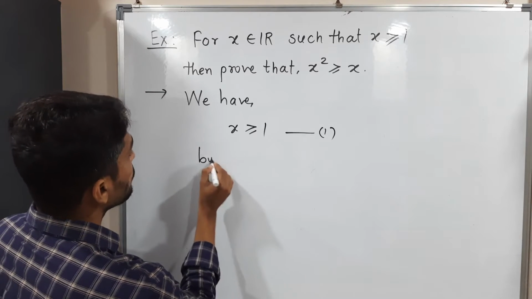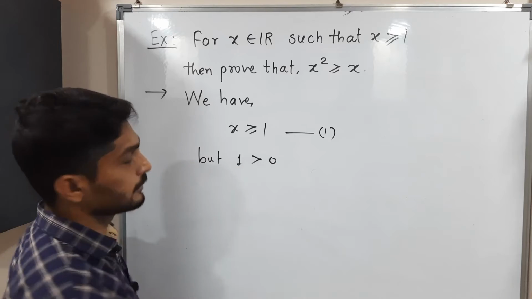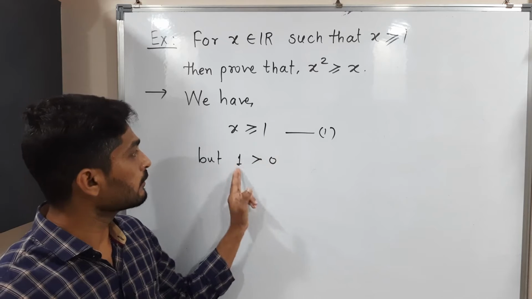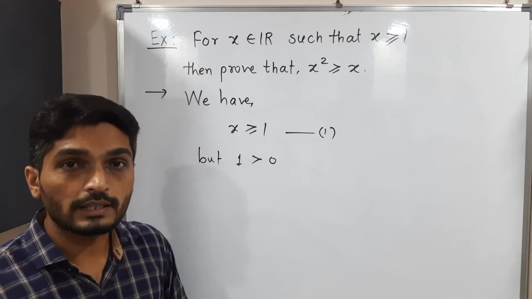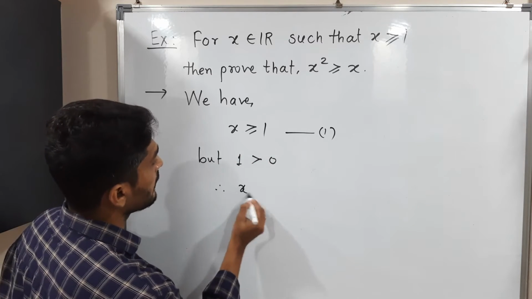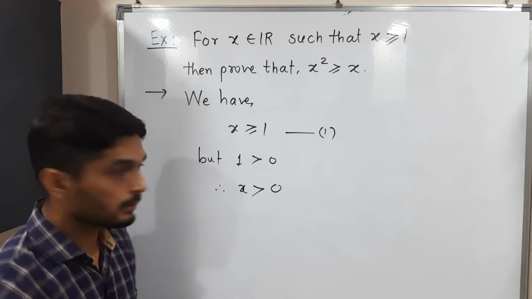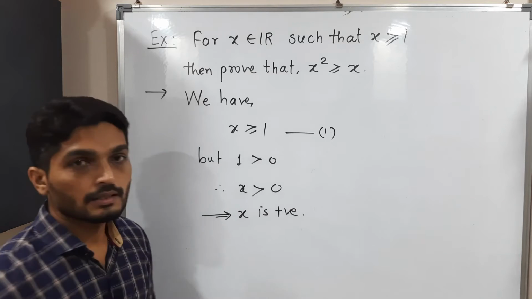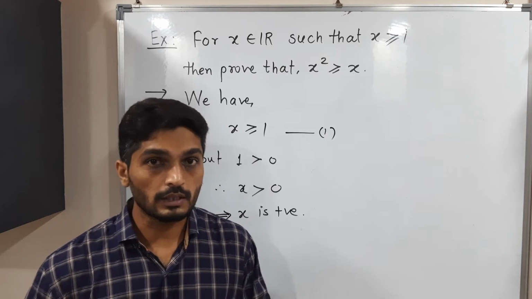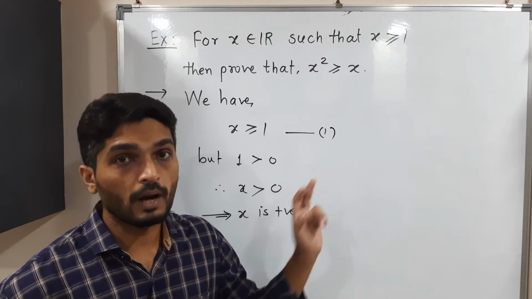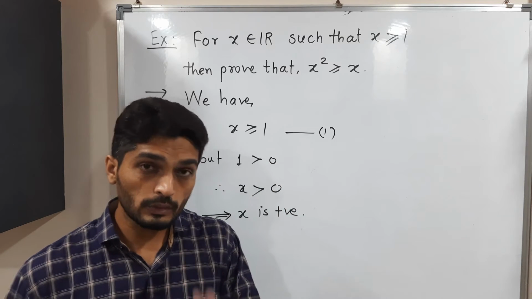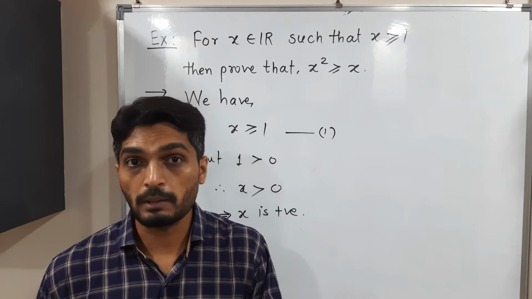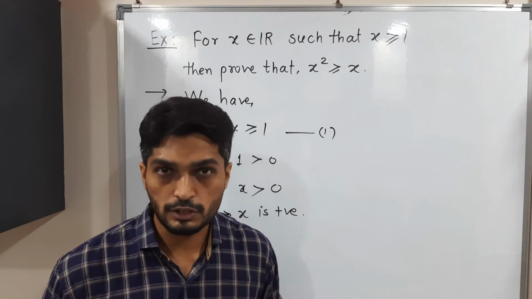But you know that 1 is greater than 0. It's obvious. So x ≥ 1 and 1 > 0. That means x is also greater than 0. So therefore, x > 0. That means x is a positive real number. So I'm going to multiply inequality number 1 by a positive real number. When you multiply by a positive real number, we will have the same inequality, and when you multiply by a negative real number, the inequality will get changed.